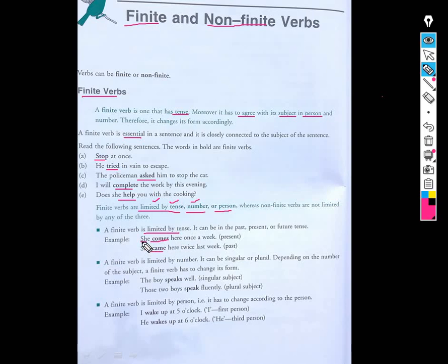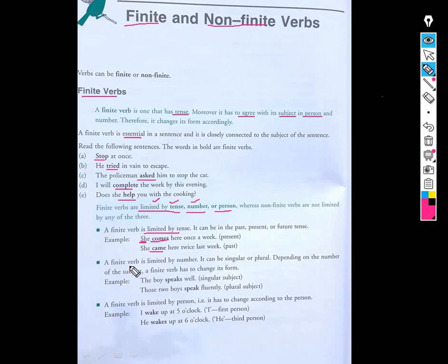Okay, इस तरह number आप change करें, this is singular, she is singular, आप इसको plural कर दें they come, they comes नहीं आएगा, they come here. It means this verb is limited with the number of the subject, with the person of the subject and with tense. अगर आप इसको future में convert करें तो ये दोबारा first form आ जाएगा. आप कहेंगे she will come here next week. वो अगले हफ्ते आएगी. Okay, first form वापस आ गई. So the verb is limited by tense.